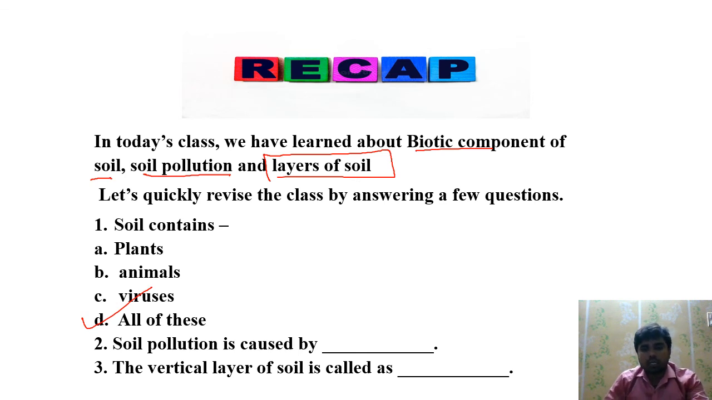Soil pollution is caused by pollution and also by non-biodegradable waste. The vertical layer of the soil is known as soil profile.